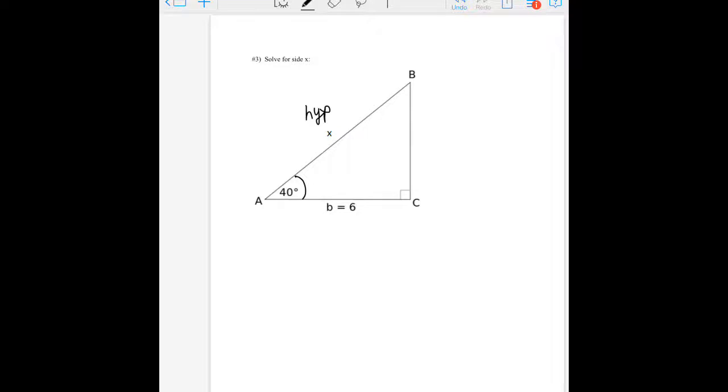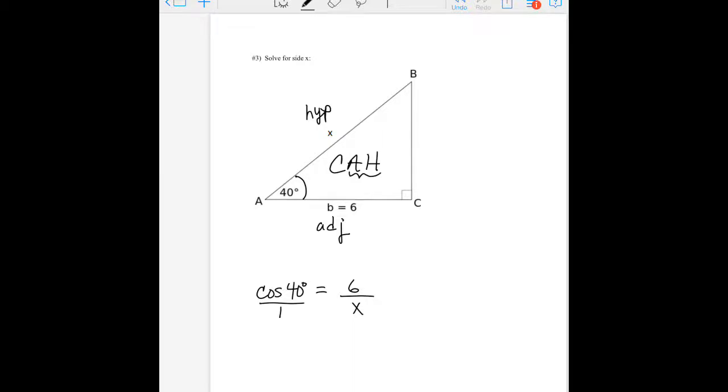And then side b is part of that 40-degree angle, so that is the adjacent side. So can you guess which trig ratio uses both adjacent and hypotenuse? If you guessed cosine, you are correct. Because again, cosine uses those two and only those two. So therefore, we would write that the cosine of 40 degrees is equal to the adjacent side 6 divided by the hypotenuse x. And then put the trig ratio over 1 and cross multiply.